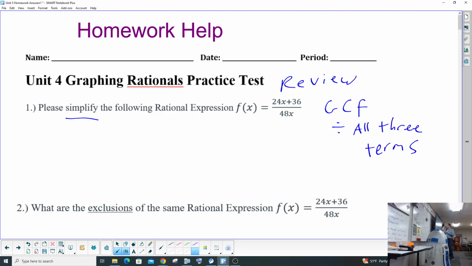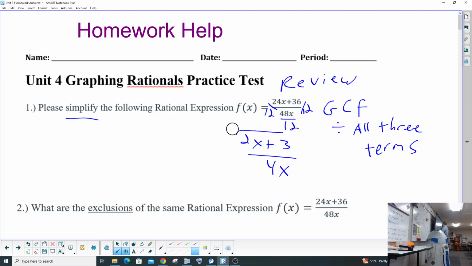Yes, they are all divisible by 2, even 4. But what's the greatest? What's the GCF? It is 12. And so we're going to divide all 3 terms by 12. 24 divided by 12 is 2x plus 36 divided by 12 is 3. 48 divided by 12 is 4x. And that's our answer.